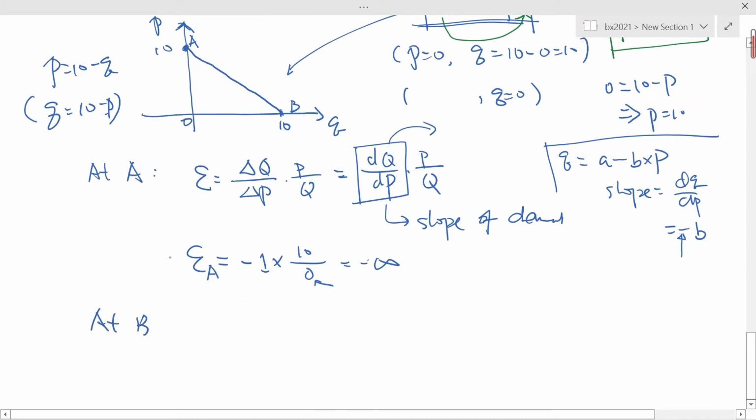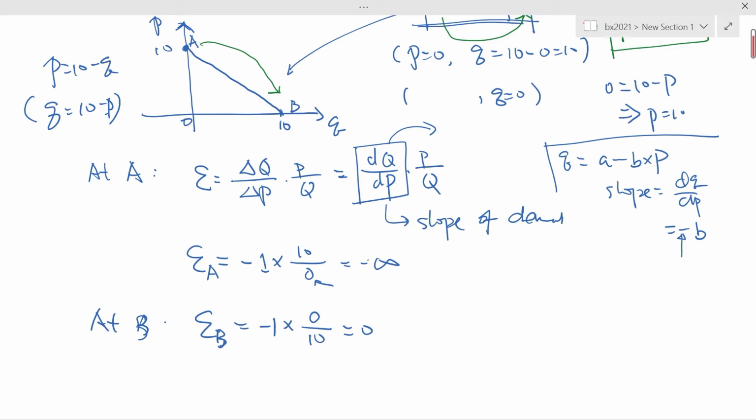At B, the price elasticity of demand, again, is the slope, which is negative 1, times the price at B, which is 0, over the quantity at point B, which is 10, so it's 0. So from A to B, we see that the price elasticity of demand decreases from infinity down to 0. So at some point between A and B, not necessarily in the middle, let's call it C, the price elasticity of demand will be equal to 1.